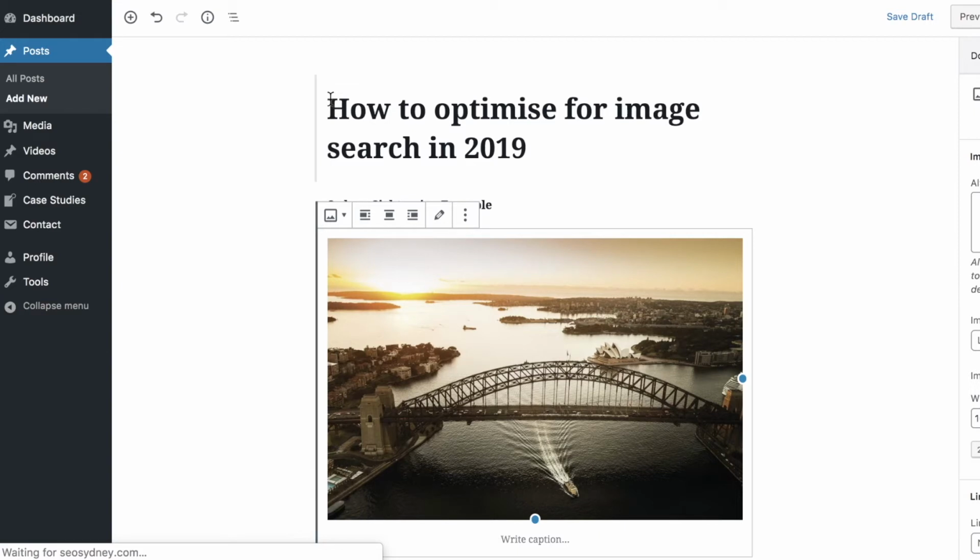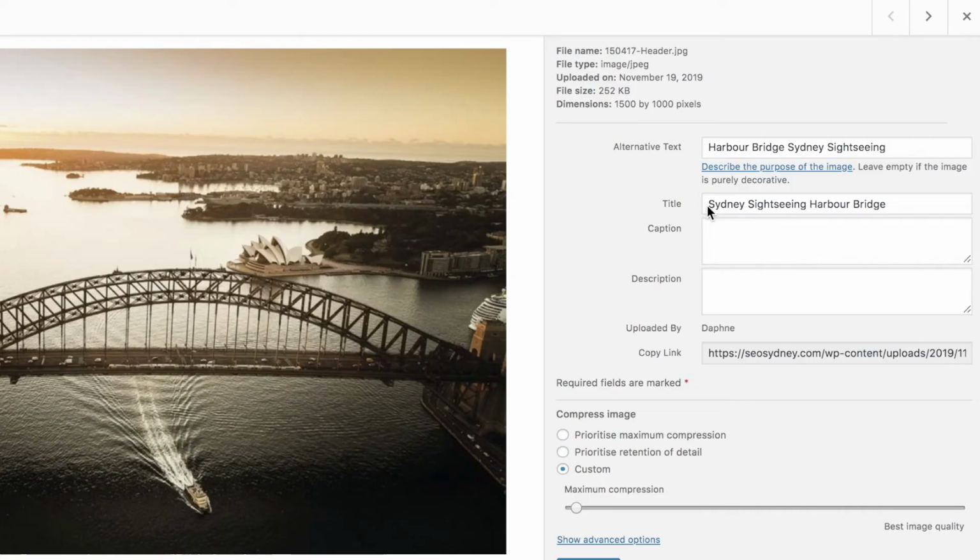The most important part of image SEO is the file name. Google needs to know what the image is about without even looking at it. So your focus key phrase should be in the image file name. If your image is about sights to see in Sydney, the file name should be Sydney Sightseeing Harbour Bridge.jpg. This is because the main key phrase in this instance would be Sydney Sightseeing Harbour Bridge, as it's the subject of the photo, which is also why it's at the beginning of the file name.